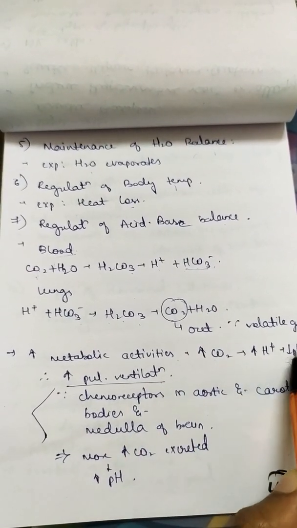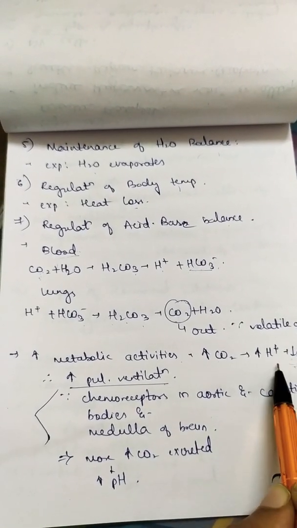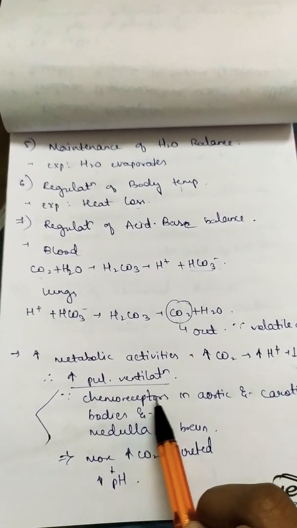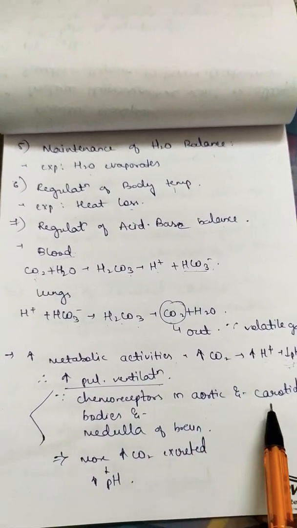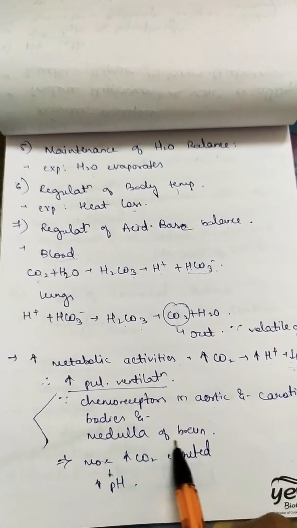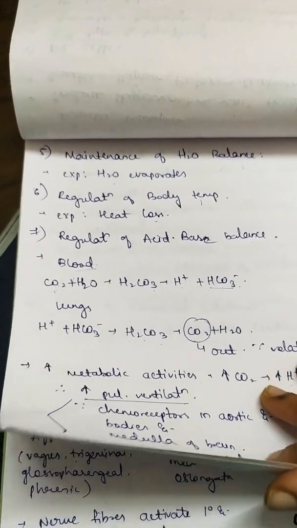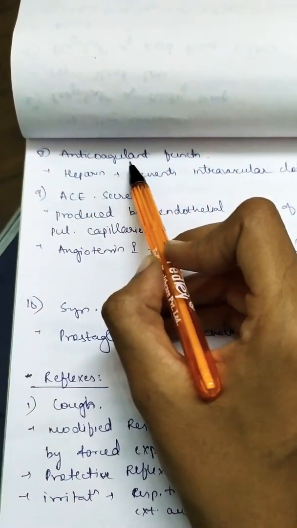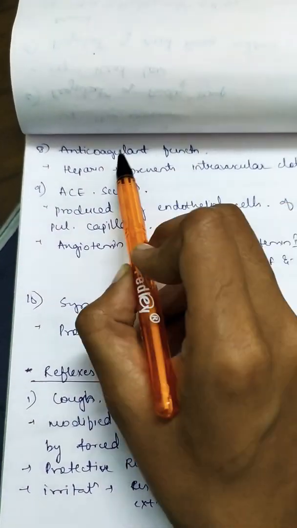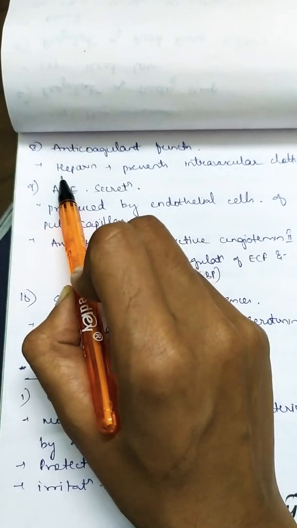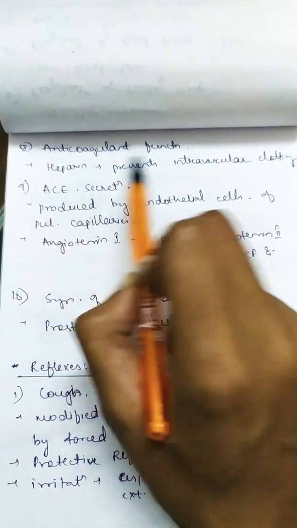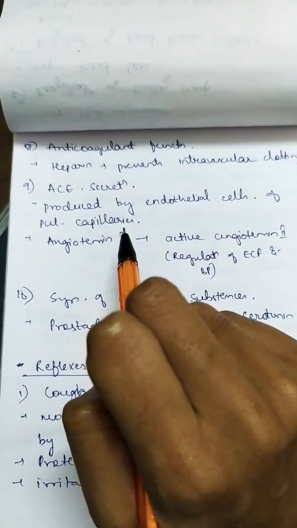The changes of the pH or H plus concentration in the body are identified by chemoreceptors in aortic and carotid bodies and the medulla of the brain. The eighth function is anticoagulant function. This is because in the lungs we are producing heparin, which prevents intravascular clotting.